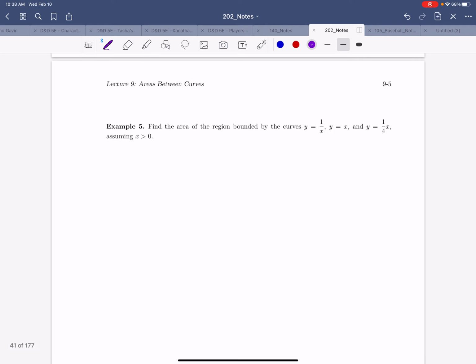Hey Math 202 students, let's knock out one more area between curves problem. Find the area of the region bounded by the curves y equals 1 over x, y equals x, and y equals 1/4 x. And we're assuming in this case that x is greater than 0. You have to watch out for the domain of 1 over x, right? Not allowed to divide by 0. If we let x equal 0, as you'll see from the graph, nothing good would happen. We wouldn't have any extra closed bounded region from that.